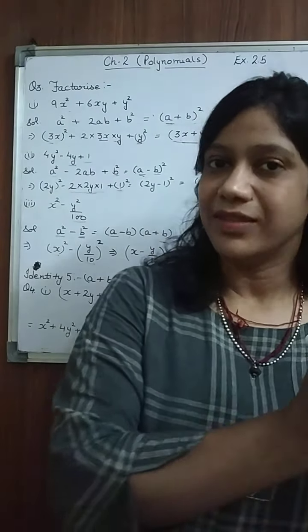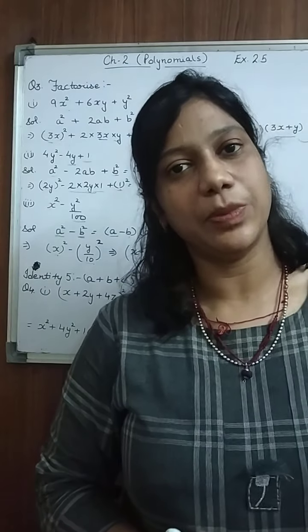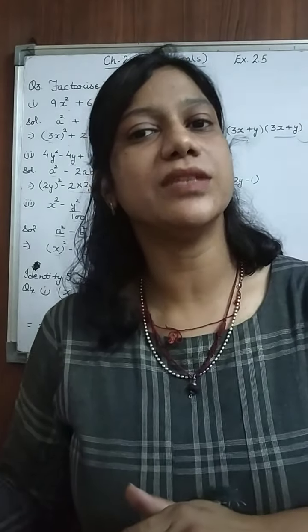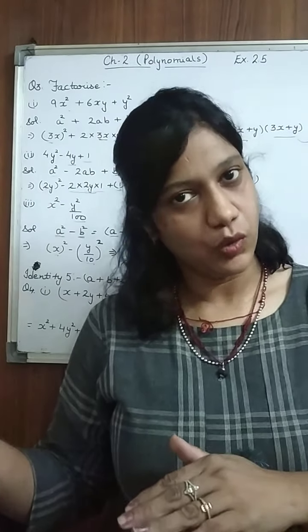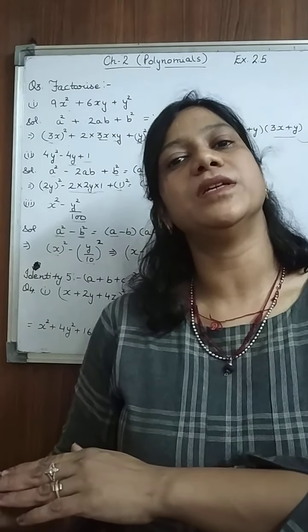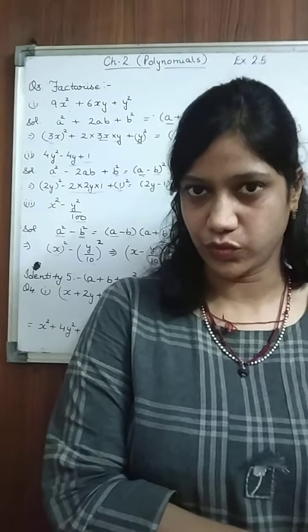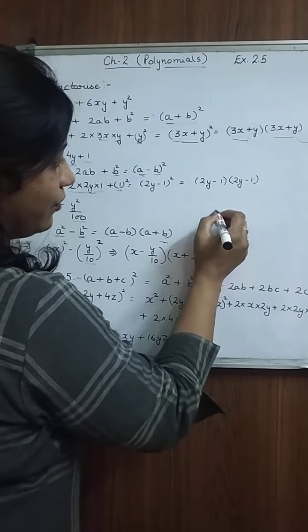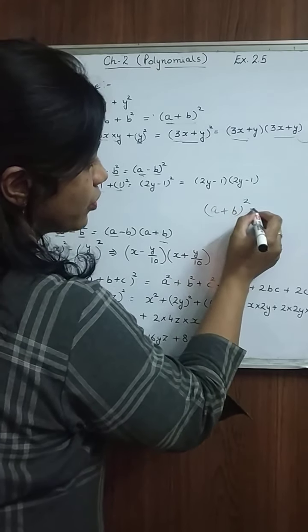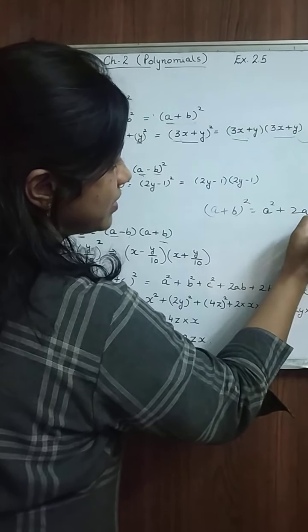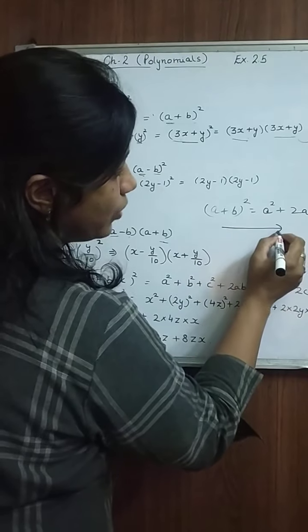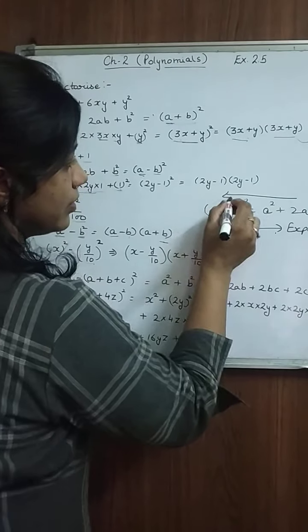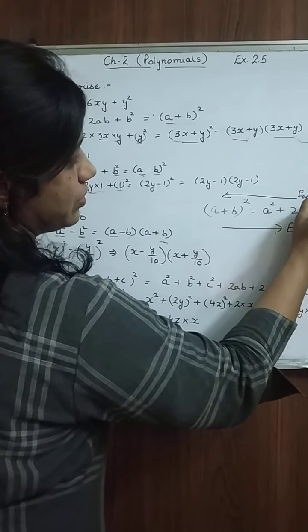One is the expansion: (a + b) whole square equals a square plus 2ab plus b square. So a square plus 2ab plus b square is the expansion. And if we go from a square plus 2ab plus b square to (a + b) whole square, that is called factorization. Let me give you the example once again. (a + b) whole square equals a square plus 2ab plus b square. If we go from here to here, this is called expansion. If we go from here to here, this is called factorization.